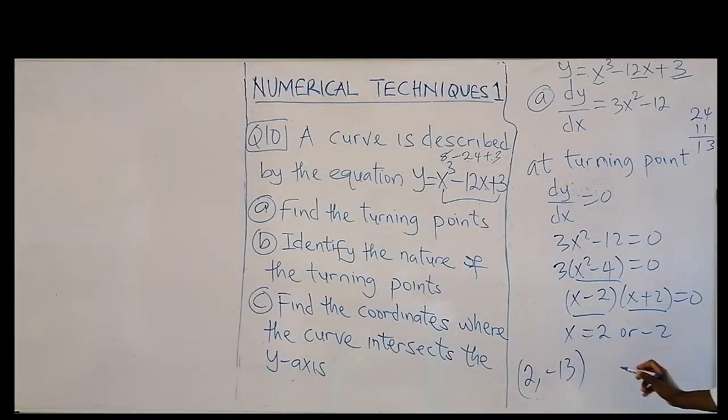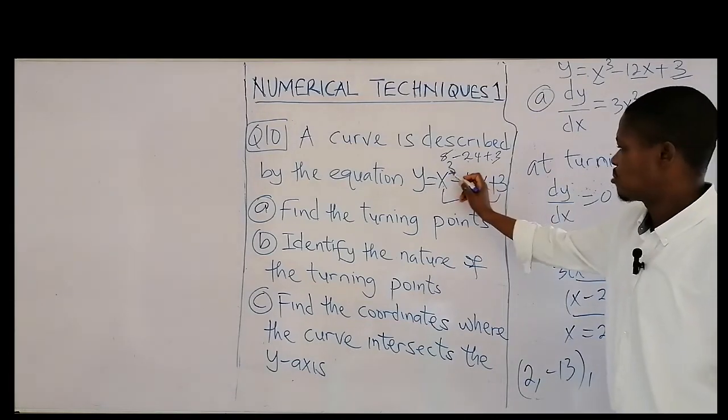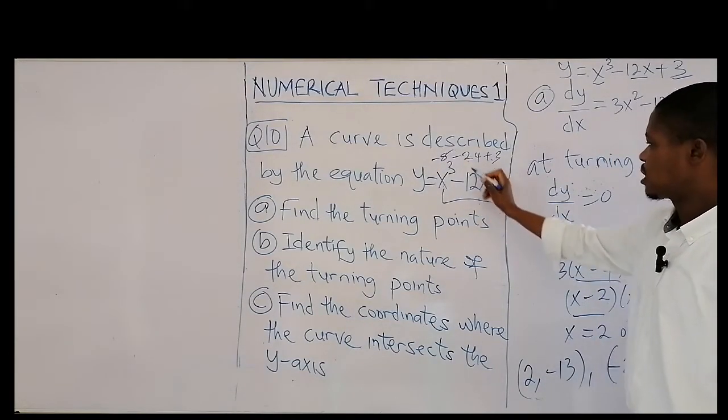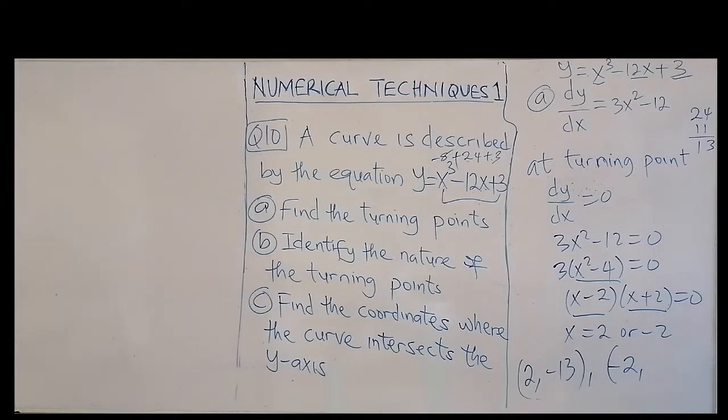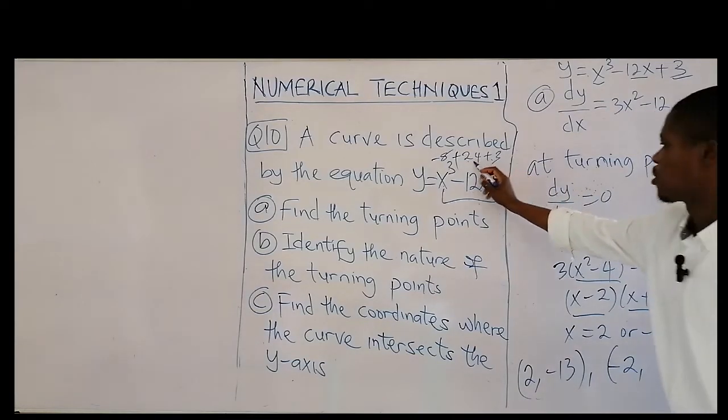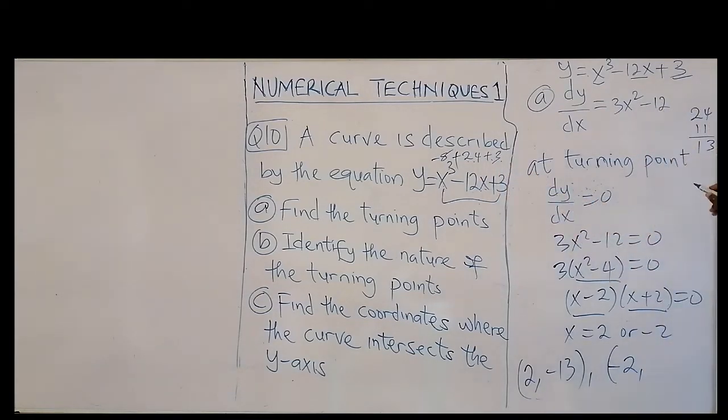Now when x is minus 2, let's get the coordinates for that one. That gives minus 8, then minus 12 times minus 2, that's plus 24. 24 plus 3 is 27, and 27 minus 8 is 19. So that's finished that one.